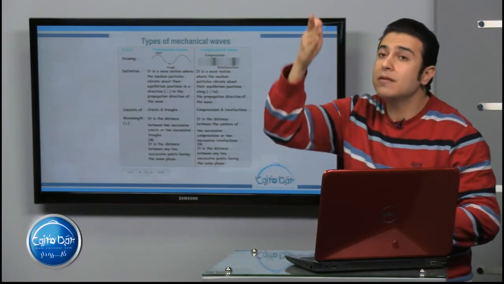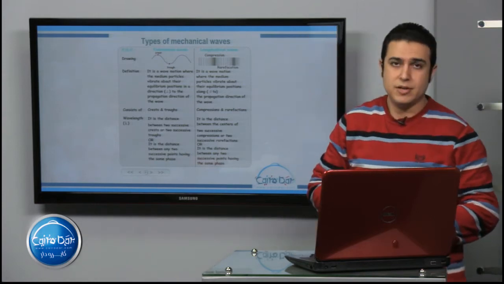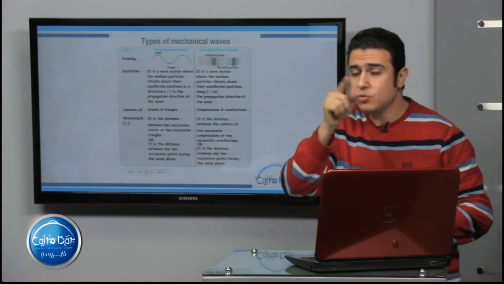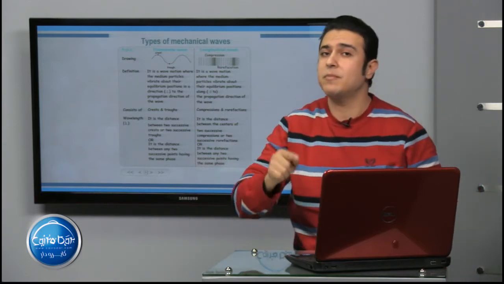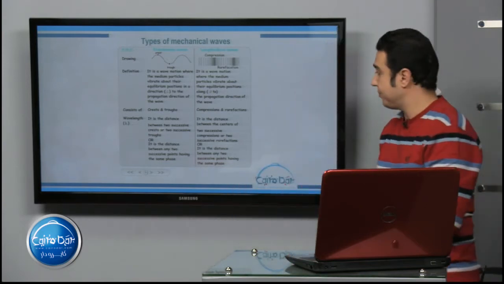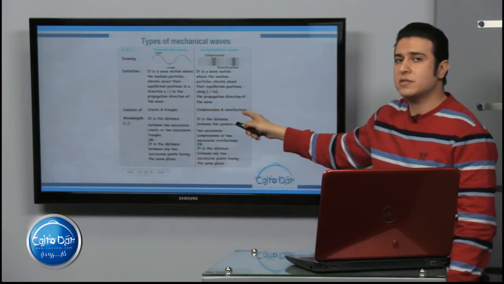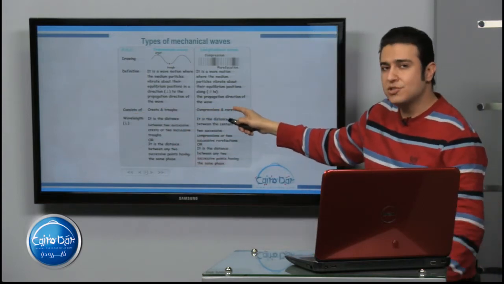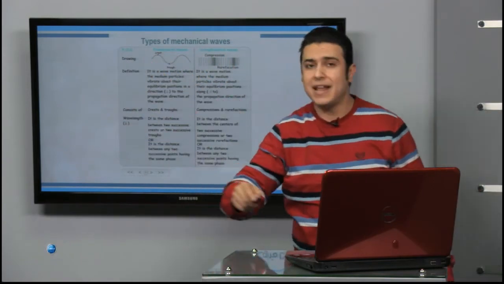Please don't forget, the very important point in the definition of a transverse wave is that the medium particles vibrate perpendicular to the propagation direction. But the very important point for the definition of a longitudinal wave is that the medium particles vibrate along or parallel to the propagation direction. Transverse waves consist of crests and troughs, but longitudinal waves consist of compressions and rarefactions.